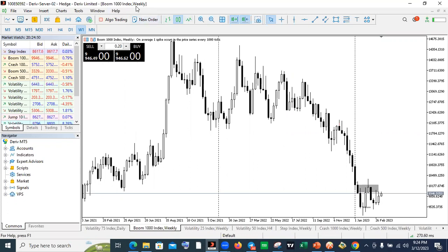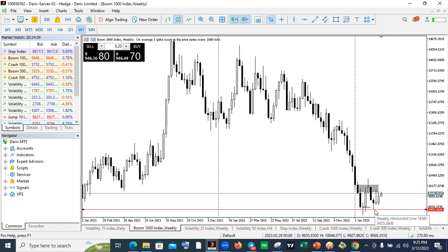At least your targeted take profit should be here. You should be targeting here as your TP1. So the market will fall from here. It's a lot of pips here. So you should look out for a sell opportunity.